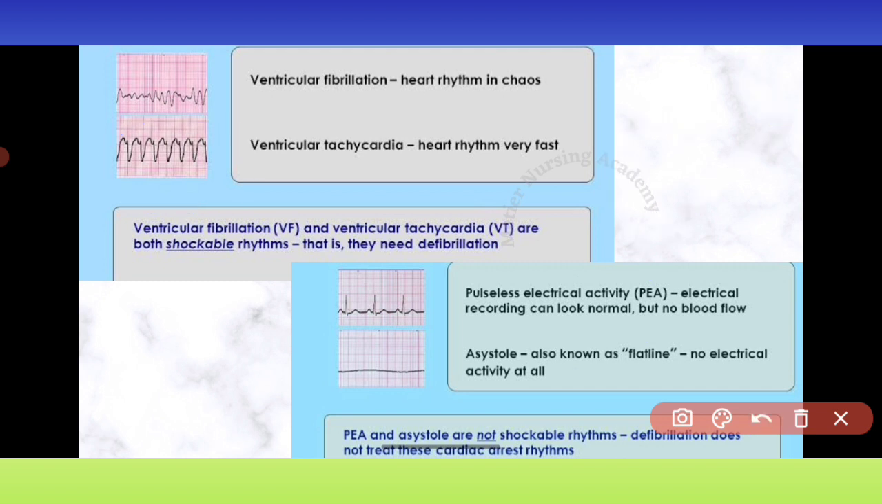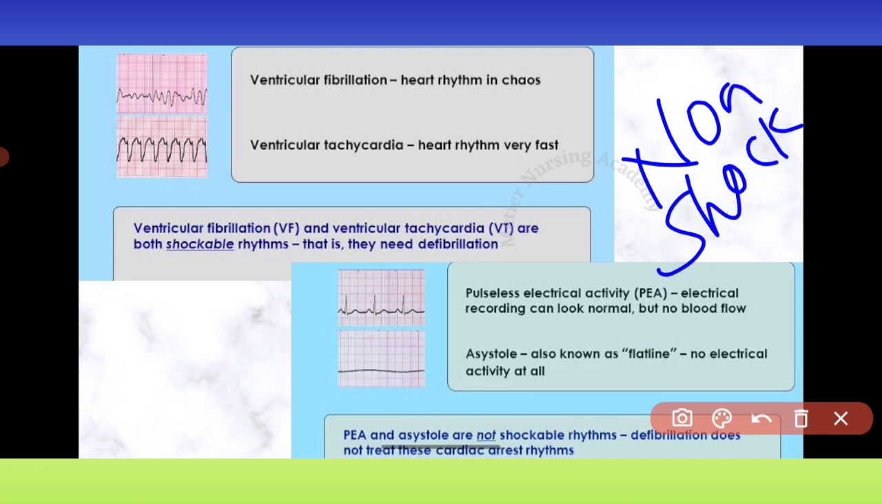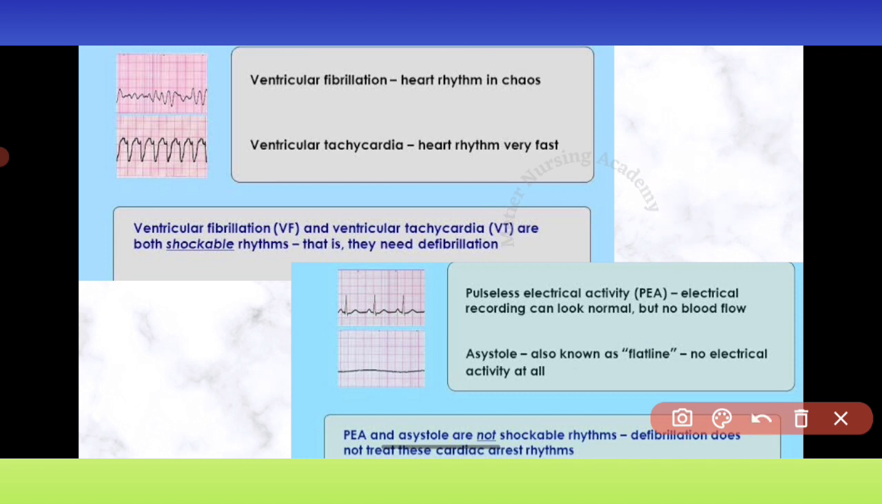In these two situations what can we do? We can do the shockable rhythm. There is a need for defibrillation. And the second thing is pulseless electrical activity and asystole. Why did I add this content? This comes under non-shockable rhythm. So what is non-shockable rhythm? Even if you give defibrillation, there is no use at all. That is called non-shockable rhythm. In which two disease conditions is there no need for defibrillation?